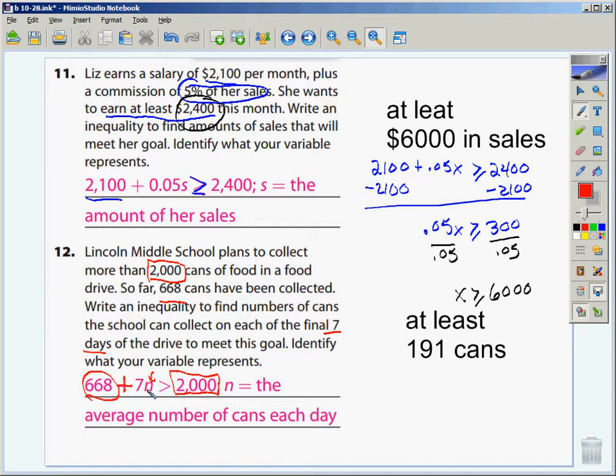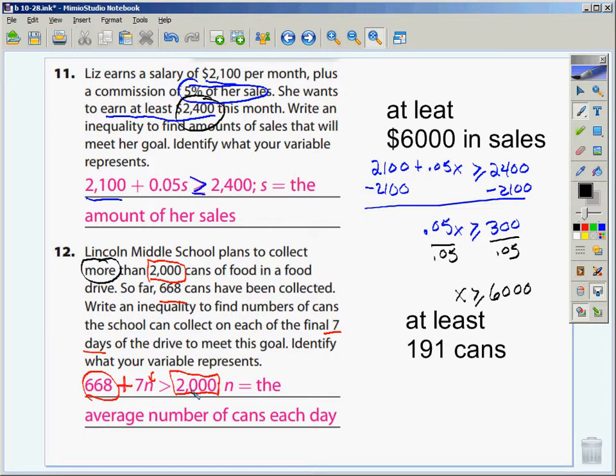Because in the end, what am I going to do to get this n by itself? I'm going to start out by subtracting what? 668. So it'd be okay if you set it up the other way. The reason it has to be greater than and it can't be equal is because they said they wanted to have more than 2,000. So I can't have 2,000. 2,000 isn't more than 2,000.